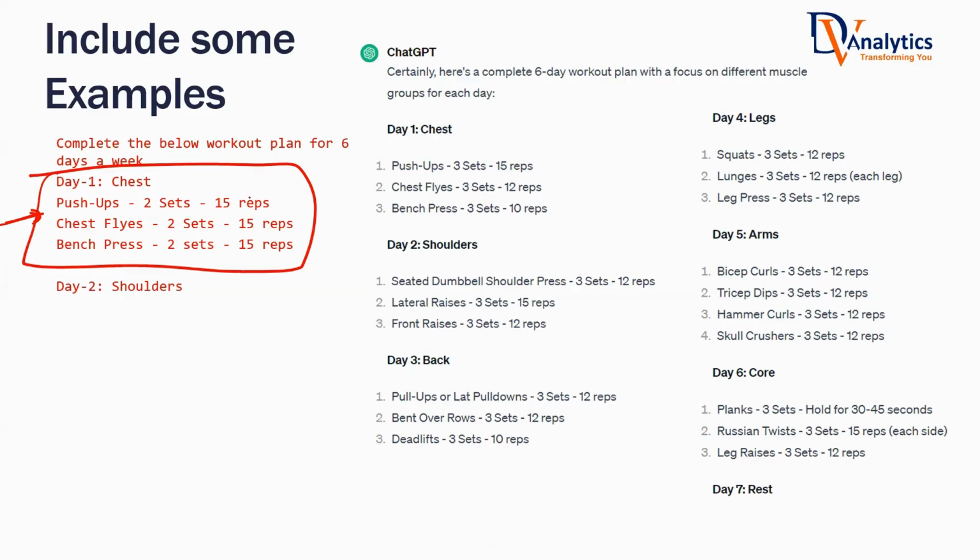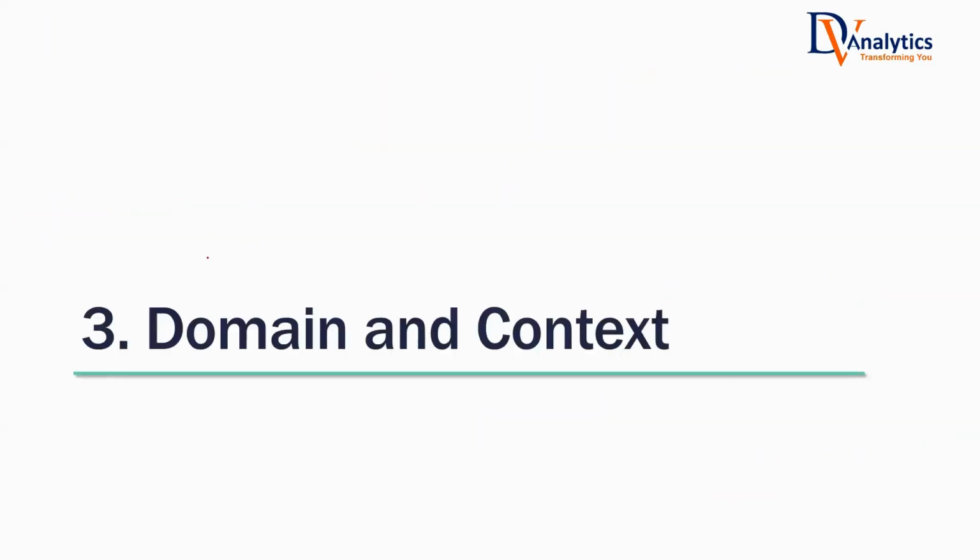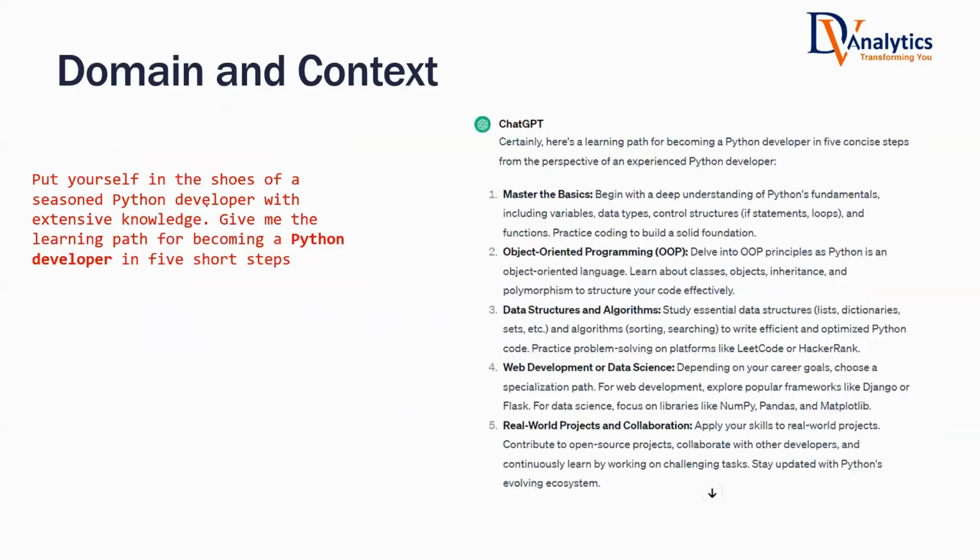The next one is always keep domain and context in mind. Mention the domain and context. Without domain and context, you will get very broad output. You tell the large language model you want to learn about Python, but what kind of Python? If you say, I want to learn Python developer related stuff, the learning path is different. It'll say go master basics, then you learn OOPS, object-oriented programming, then you learn data structures and algorithms, then you learn web development, then you learn real-world projects, etc., etc.